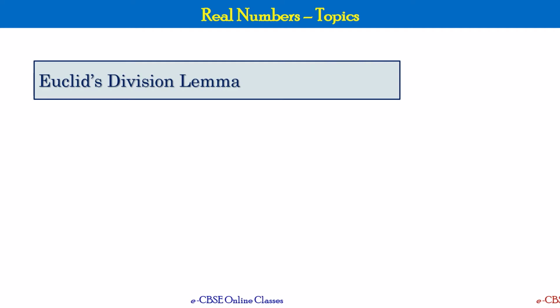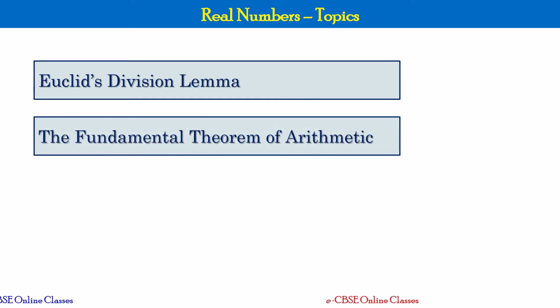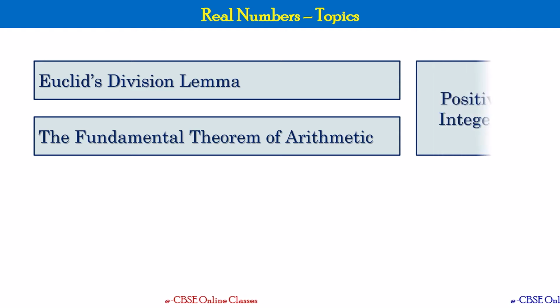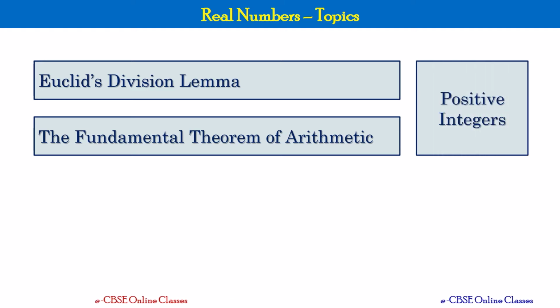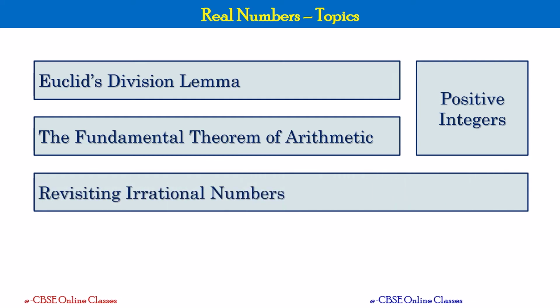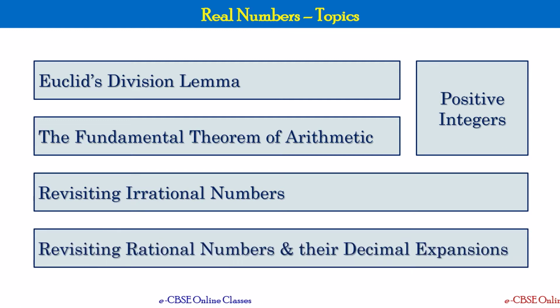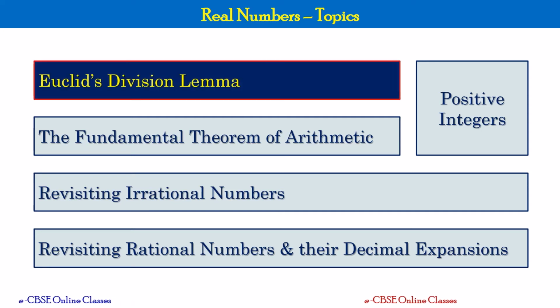So let's look at the topics of this module. The first is Euclid's division lemma. It deals with the divisibility of any two integer numbers. Next is the fundamental theorem of arithmetic, which deals with multiplication of two numbers. Both of these are dealing with positive numbers. Then we will quickly revisit the irrational numbers that we have learned in the previous classes. And there is one more section called revisiting rational numbers and their decimal expansions. So for this video, let us focus on Euclid's division lemma.